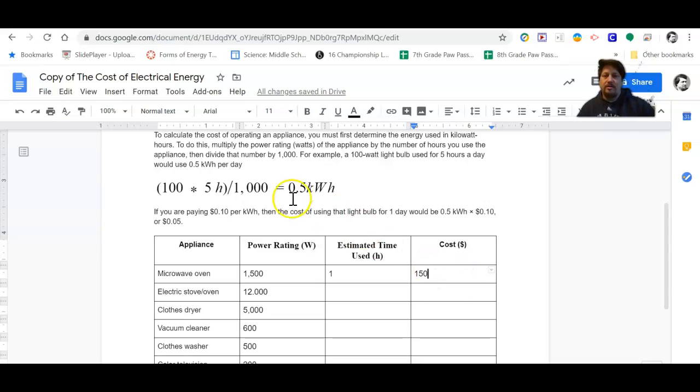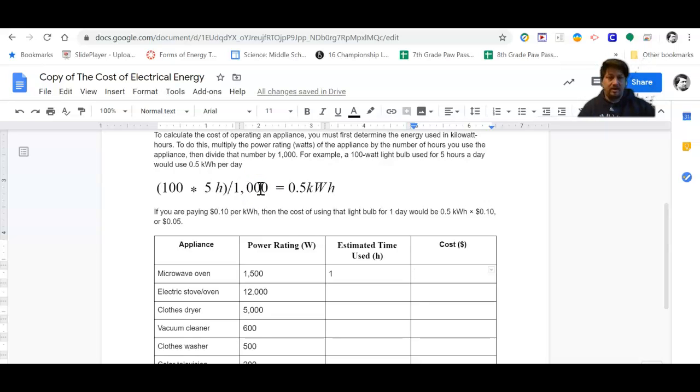Now up here, there was an equation you were supposed to use. The first number was the power rating. So what we should have done for this equation, down here, is taken the power rating, 1,500, times how long we used it for, 1 hour, so 1,500, and divided by 1,000, which would have given us 1.5.